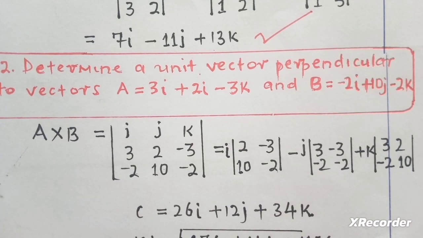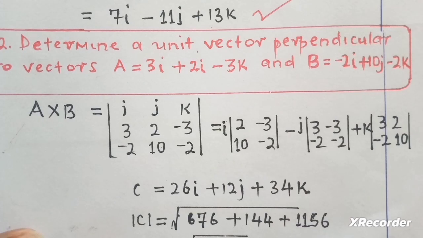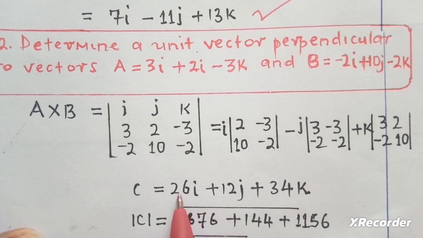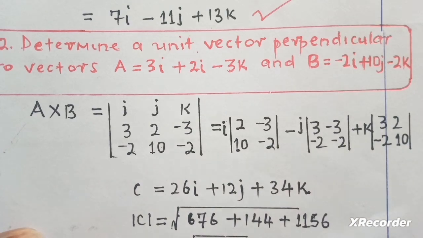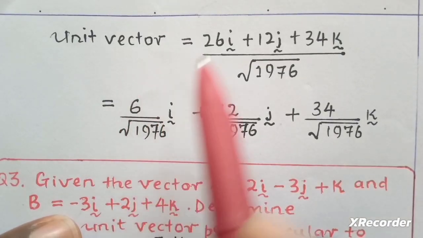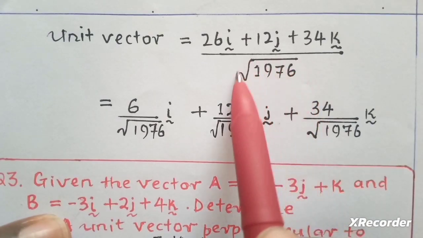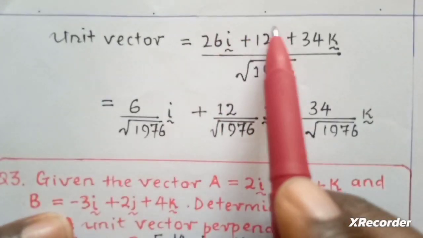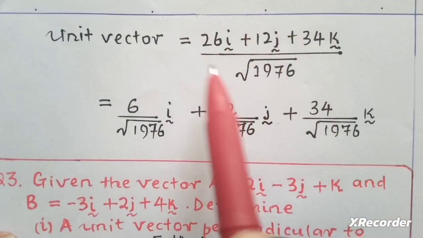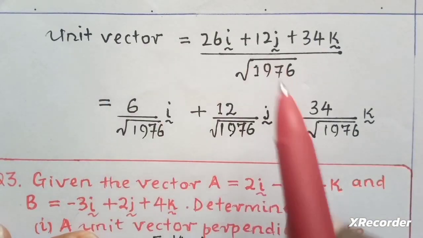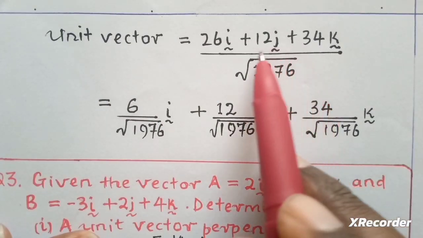This is the magnitude, and the magnitude will come to the square root of 1976. That is the square root. And so, guys, from there we can now divide this by that. When we divide, we get this divided by that. This is the magnitude, and this is the vector we are having. But because we require a unit vector, we would have to divide by that.